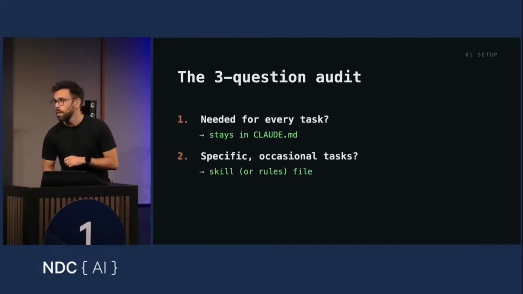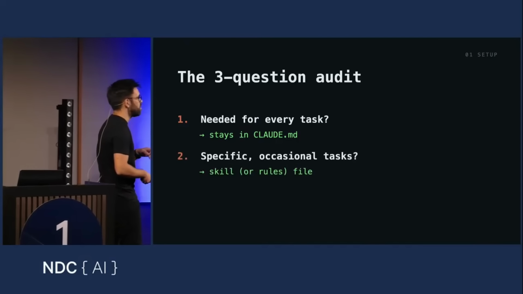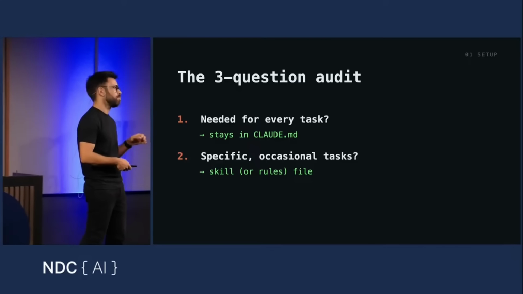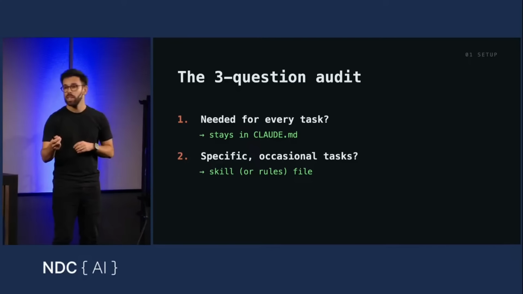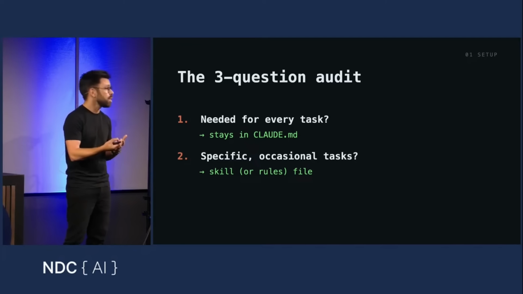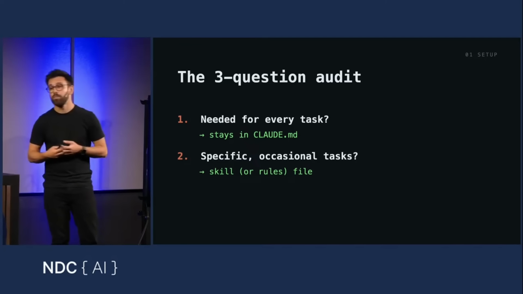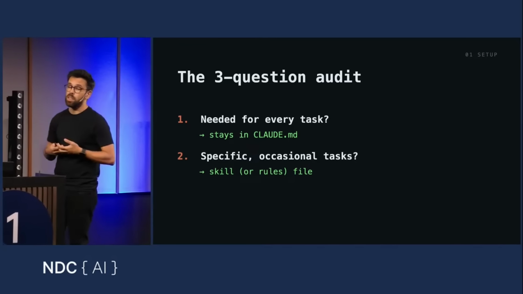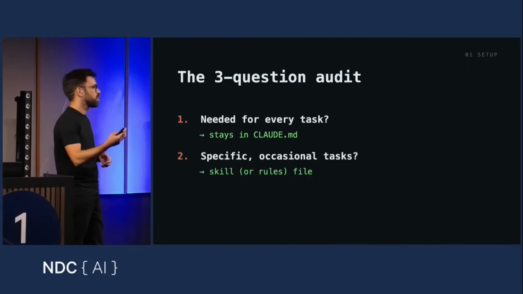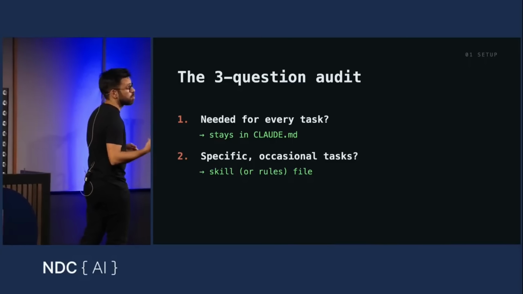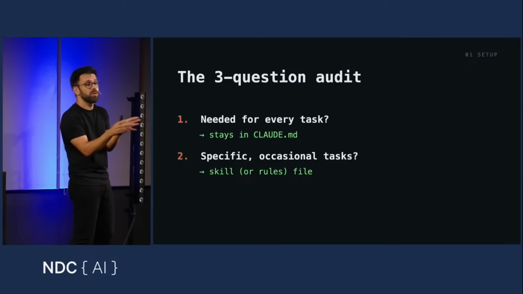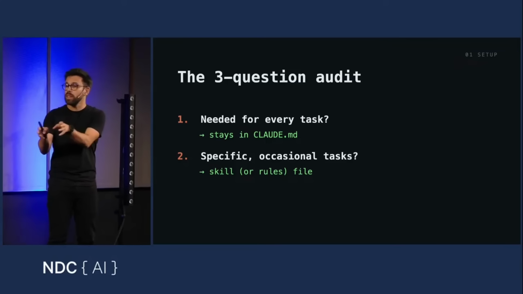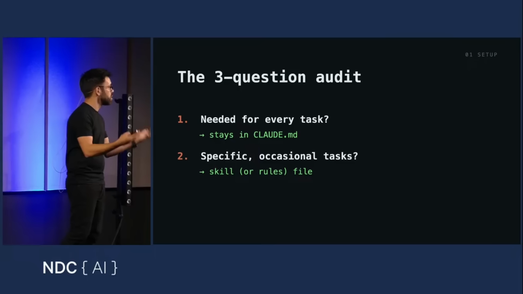Second question: is it something specific that I only run once in a while? Is it something specific that only matters for a given type of files? Imagine that you have a project that has different technologies inside, like .NET and JavaScript and Python. Some rules might only be required for one of the projects. For example, the instructions to run the tests will be specific depending on the technology.